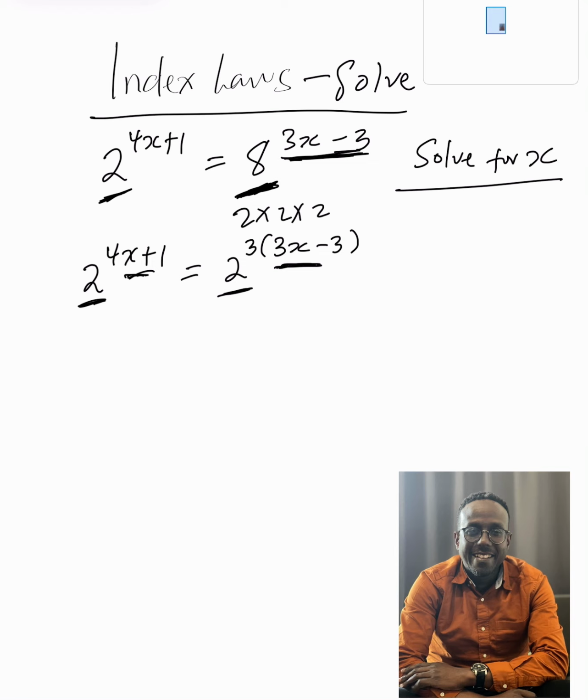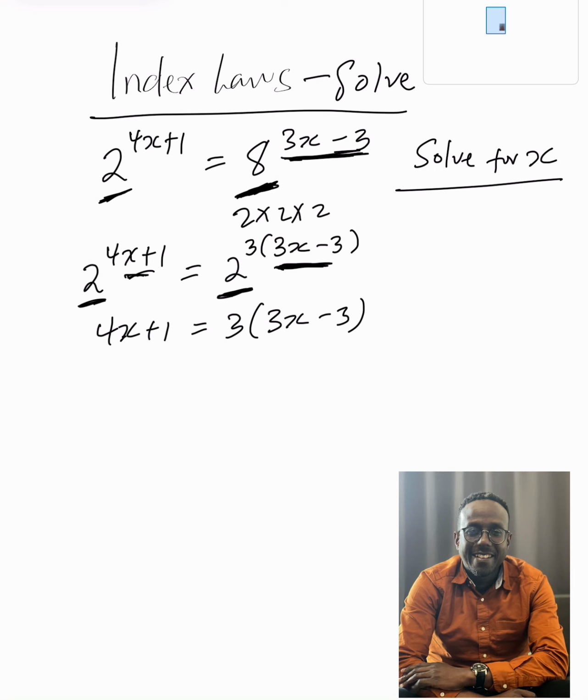So I'll first expand that bracket out, such that we can equate them, or I can do both at the same time. Since the bases are 2, I'm going to say the powers are equal to each other. 4x plus 1 is equal to, in the powers we have 3, open bracket, 3x minus 3. Then we solve the equation. We solve and find x, okay?